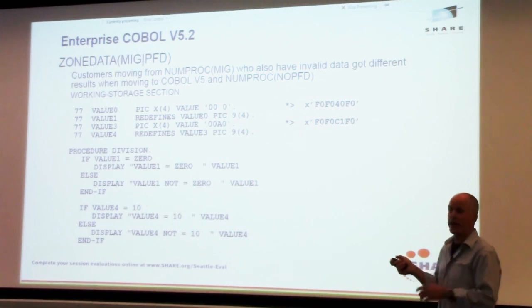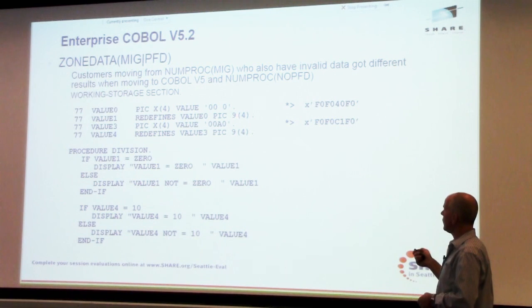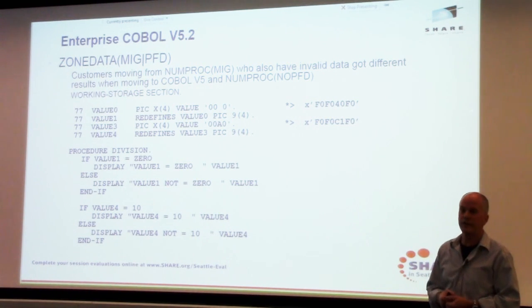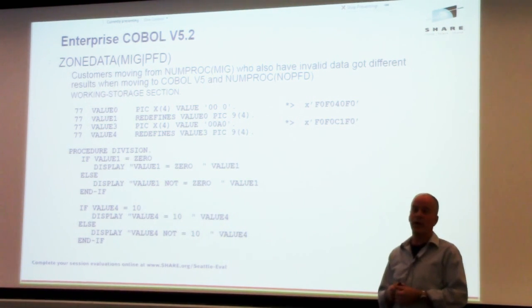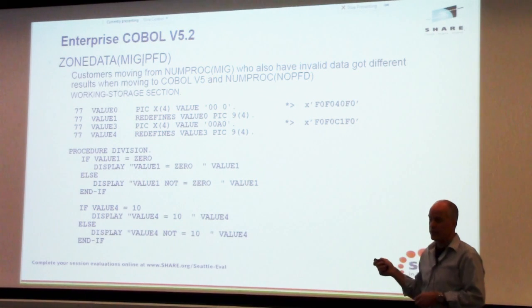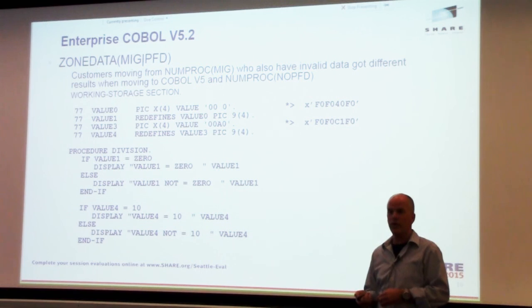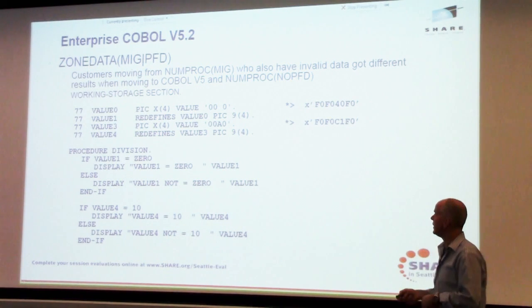We're finding, like PL/I did in 2000, that there's a lot more use of invalid data in COBOL programs than we thought. We had no idea this was happening. But when we generate different instructions to do some of the work, we revealed that we get different results in version 5 than version 4 in these cases of invalid data.